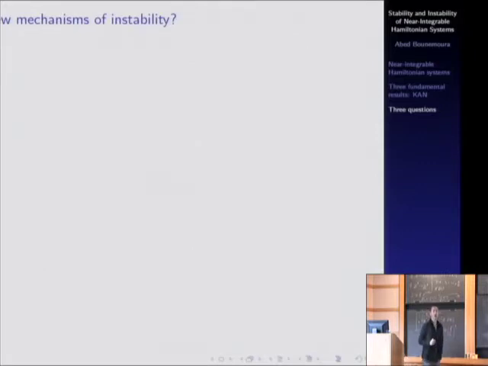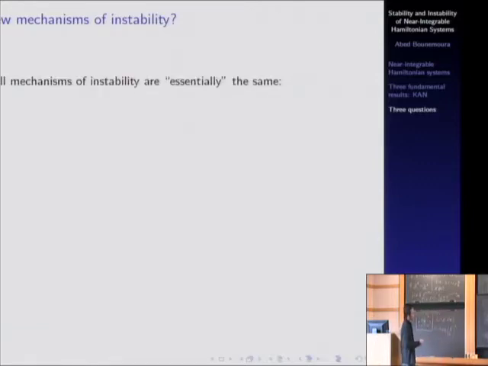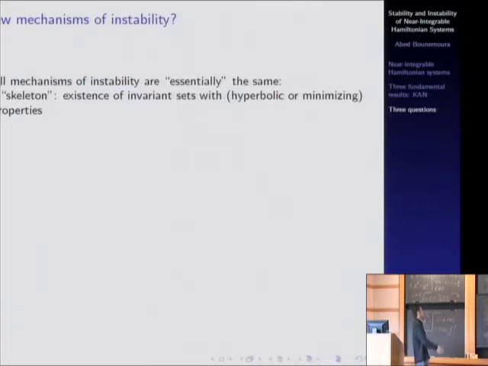So to conclude, let me mention, the last question will be about new mechanisms of instability. So this is a fact too, if you want. All mechanisms of instability are essentially the same, following Arnold or Mather, if you want. So you have two pieces. You have the skeleton. First, construct the existence of invariant sets with good properties. It can be hyperbolic or minimizing, depending on the method you use.